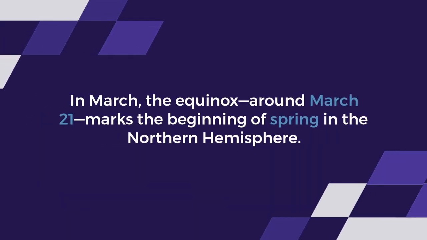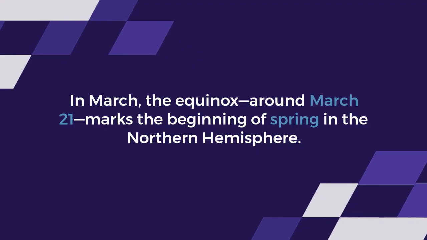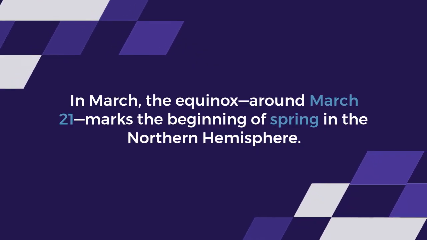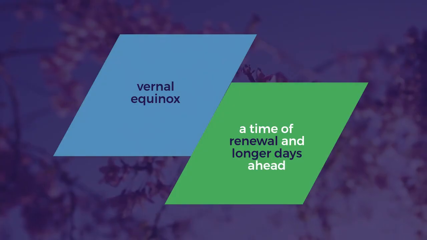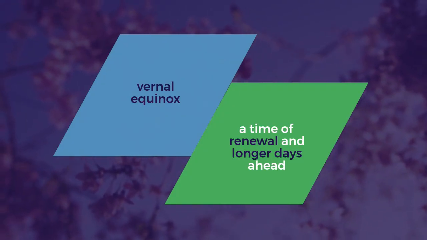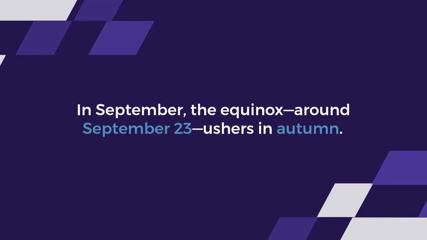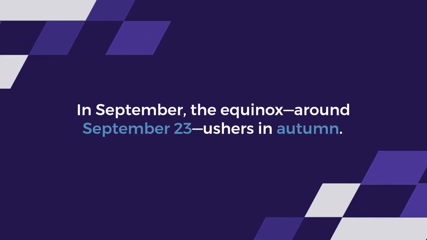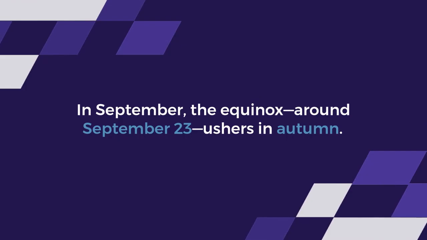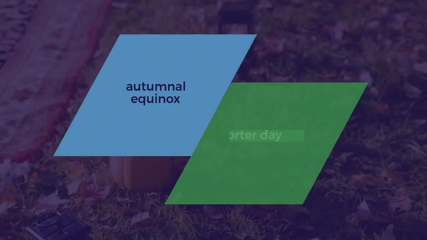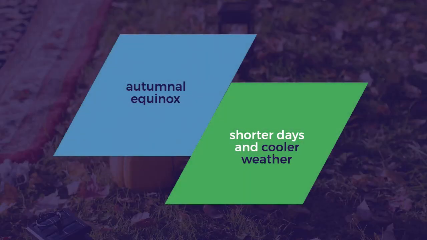In March, the equinox, around March 21st, marks the beginning of spring in the northern hemisphere. We call it the vernal equinox. It's a time of renewal and longer days ahead. In September, the equinox, around September 23rd, ushers in autumn. Known as the autumnal equinox, it signals shorter days and cooler weather.